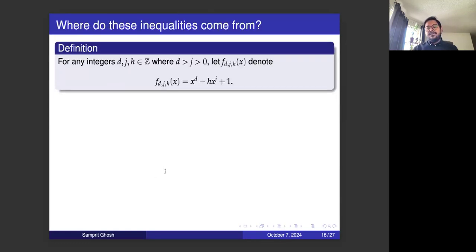Okay, so where do these inequalities come from? Just like in the d minus 1 case, the first one-dimensional case, where we had x to the d minus h, x to the d minus 1 plus 1, you vary this exponent as well. So we consider the family of polynomials f_{d,j,h}, which are x to the d minus h, x to the j plus 1. And again, infinitely many of these polynomials are irreducible from the Hilbert irreducibility theorem.